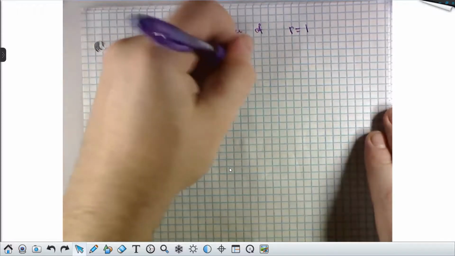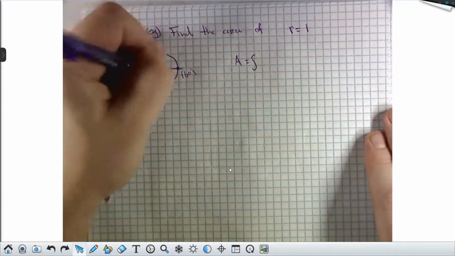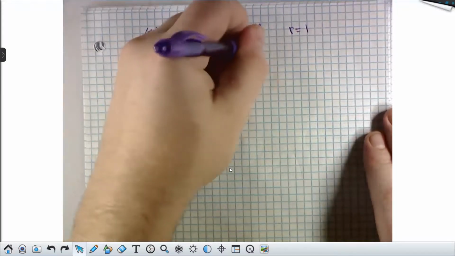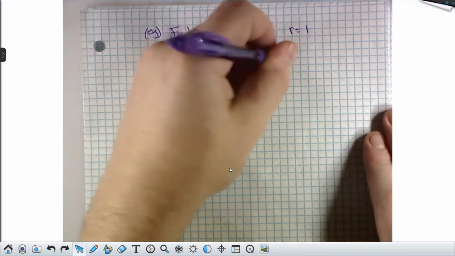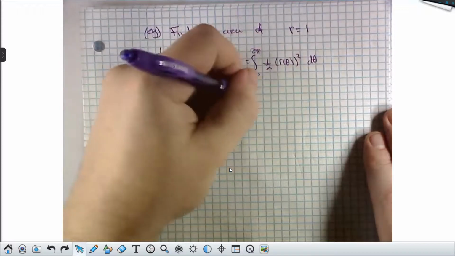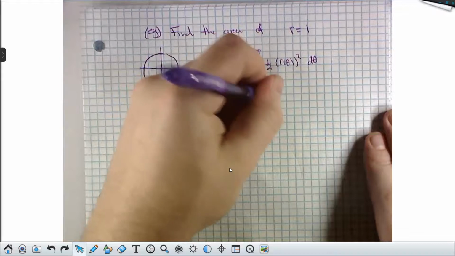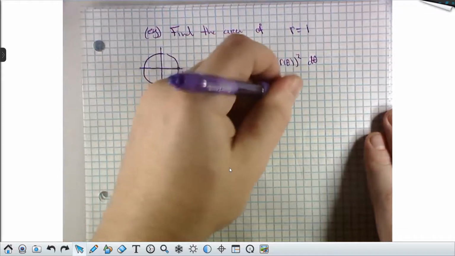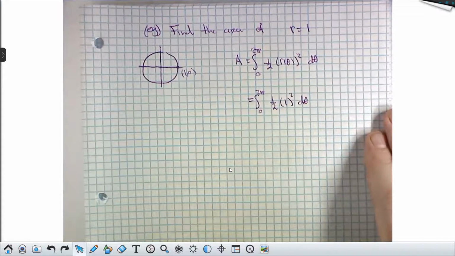So the area is the integral from, well, theta here is 0. We've got to go all the way out to 2 pi. So this is the integral from 0 to 2 pi of 1/2 r of theta squared. That's the integral from 0 to 2 pi of 1/2 times 1 squared, because the function r here is just the constant 1.